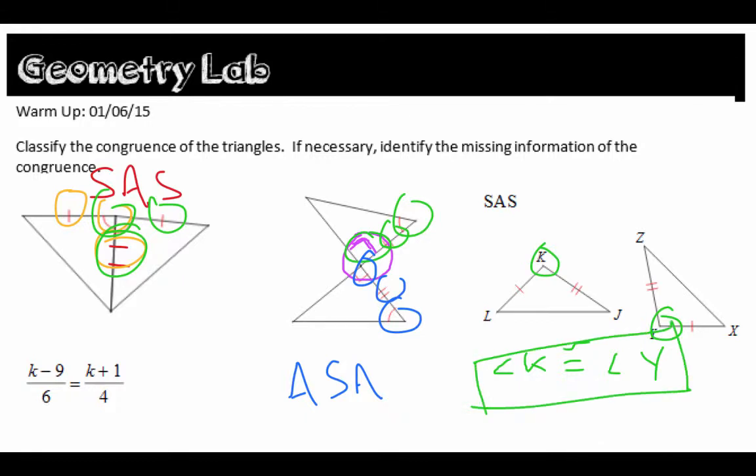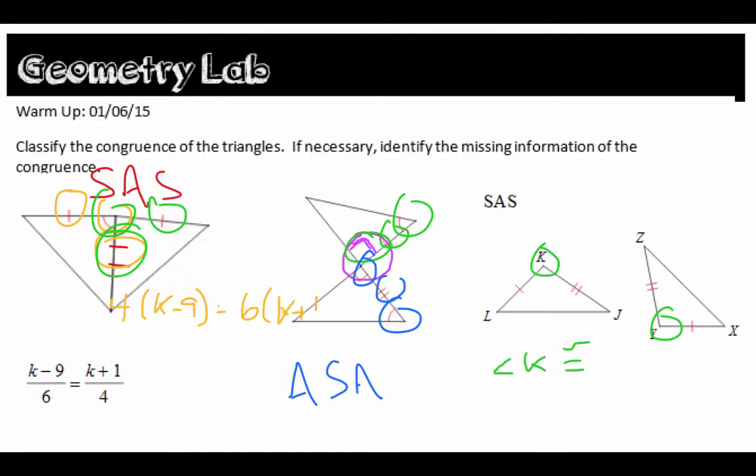All right. When it comes to this proportion, I'm not going to have a lot of room to do it, but I will get you going on it. 6 times K minus 9, because we have to cross multiply, is the equivalent of 4 times, whoops, that's wrong. Let me erase that real quick. All right, we'll start over. We'll go 4 times K minus 9 equals 6K plus 1.